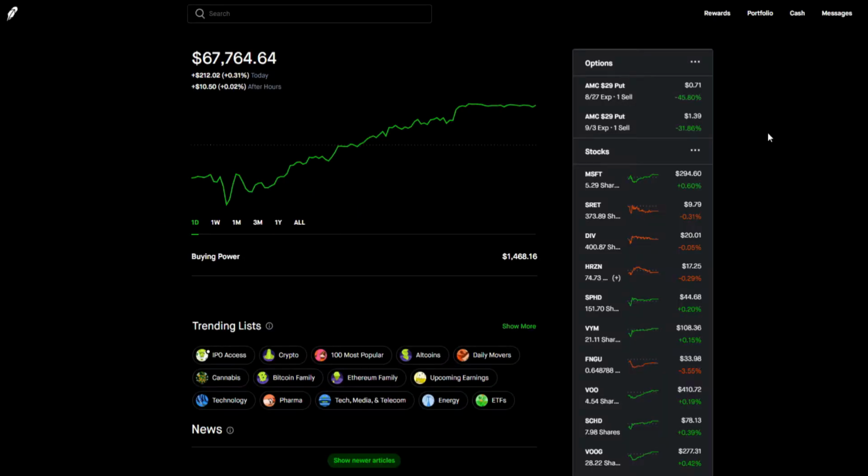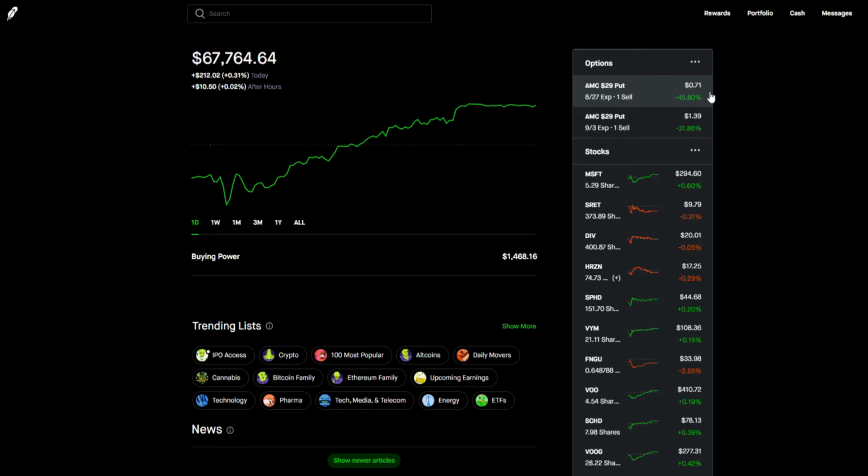Alright, here's my Robinhood Dividend portfolio. I recently moved some cash into this portfolio so that I could start selling cash secured puts and make some passive income off of it. You can see here I already have 2 active contracts for AMC, so let's walk through how you can do this too. First, let's go to the stock we want to sell contracts for.